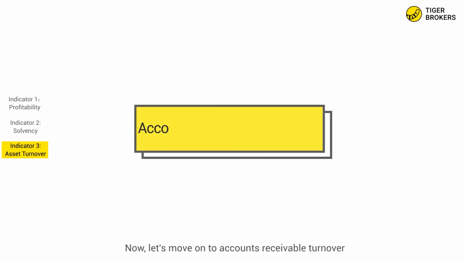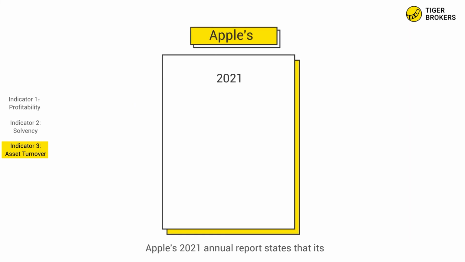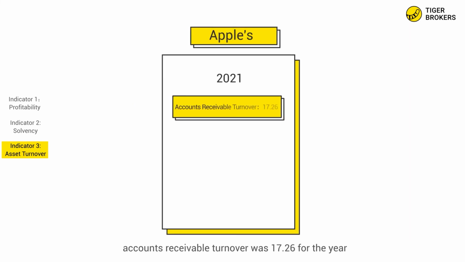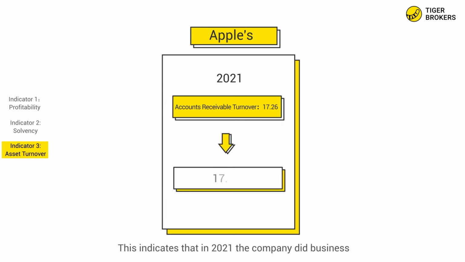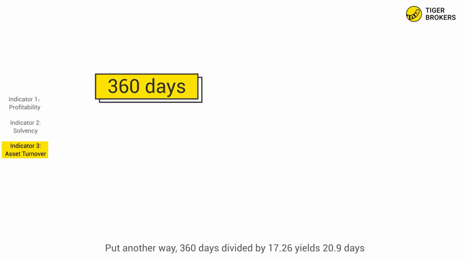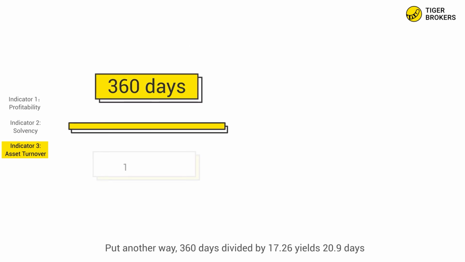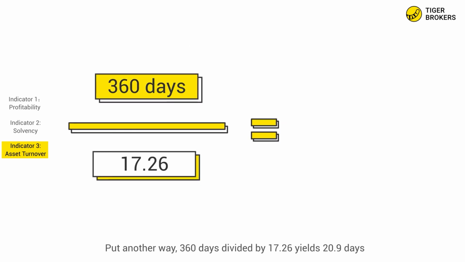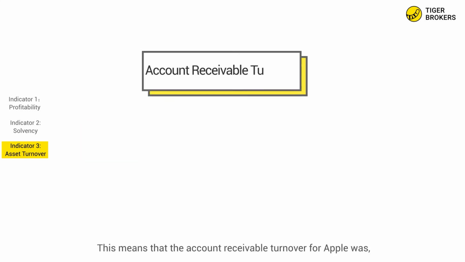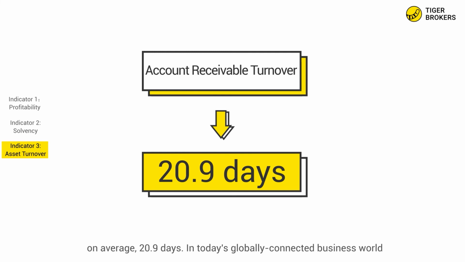Now, let's move on to accounts receivable turnover. Apple's 2021 annual report states that its accounts receivable turnover was 17.26 for the year. This indicates that in 2021, the company did business with its accounts receivable 17.26 times. Put another way, 260 days divided by 17.26 yields 20.9 days. This means that the account receivable turnover for Apple was, on average, 20.9 days.